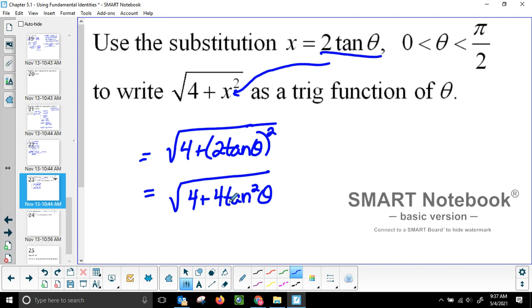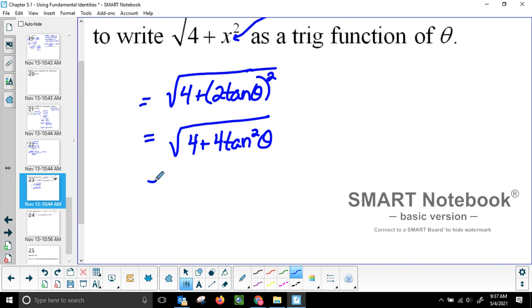Okay, now, do not make the mistake of just saying that you can take the square root of both of these pieces. You cannot because of this plus here. Right? That works with multiplication and division. It does not work with addition and subtraction. So what we actually have to do first is factor out a 4, and then we'll be left with 1 plus tan squared theta.